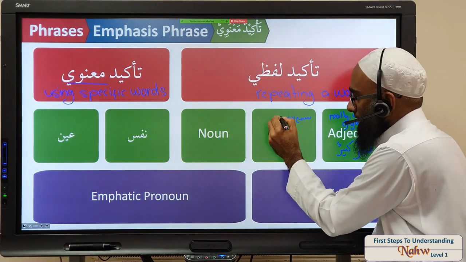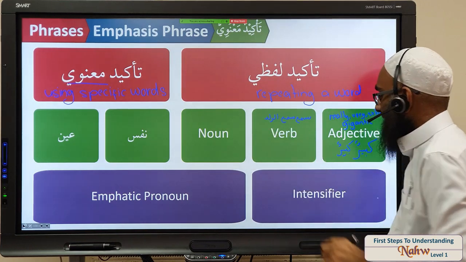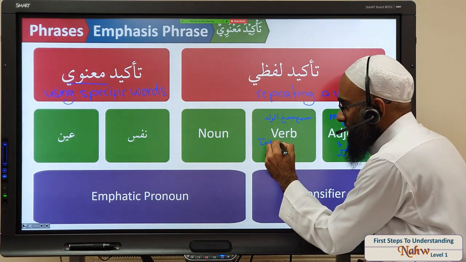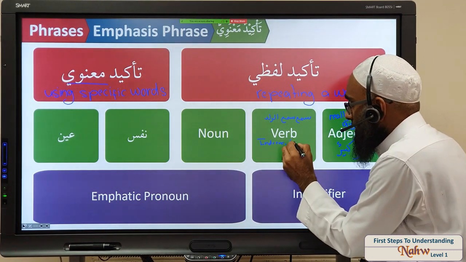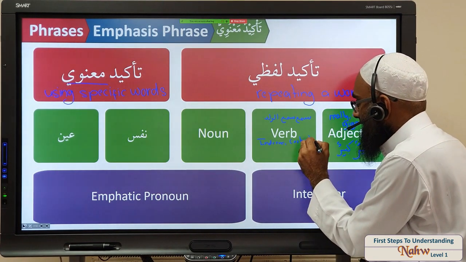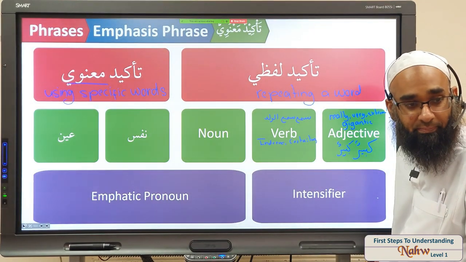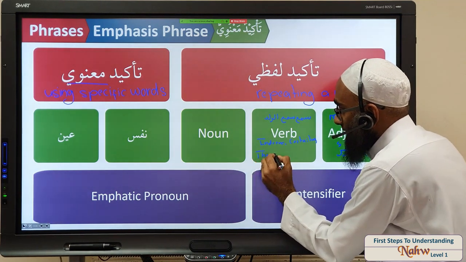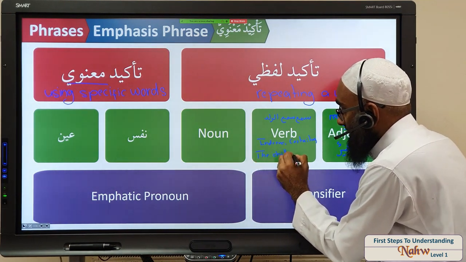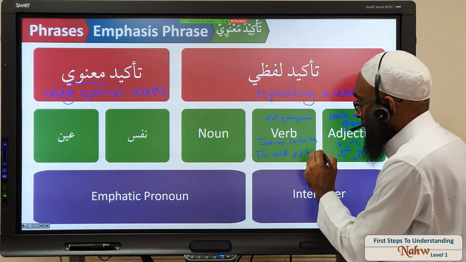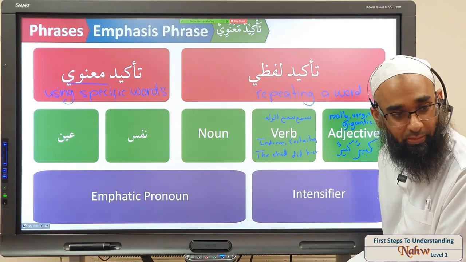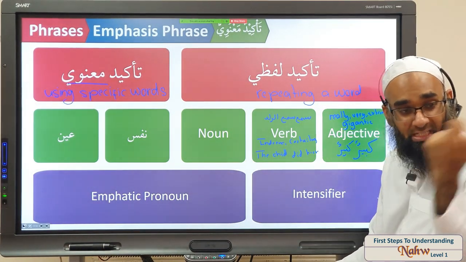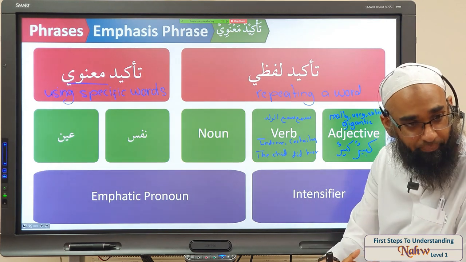You can say, for example, Sami'a al-waladu. Now what are we repeating? We're repeating the verb. So we can say, indeed, the child certainly heard, indeed, certainly. Any of these things. We can add the word did: the child did hear. So we use an intensifier. So if you repeat an adjective or a verb, you just intensify the adjective or you intensify the verb.